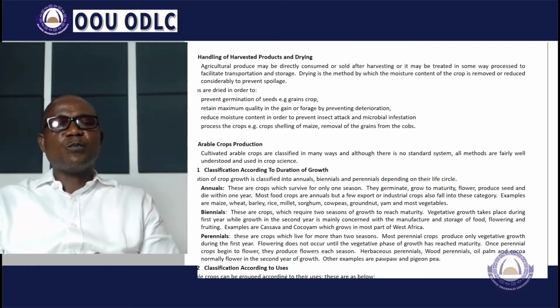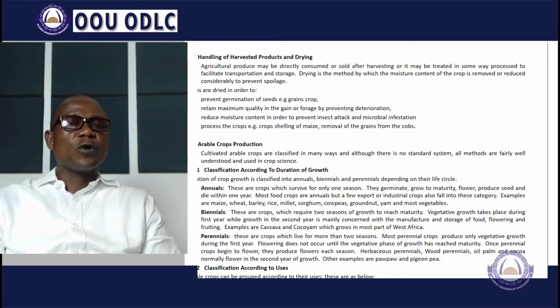3. To reduce moisture content in order to prevent insect attack and microbial infestation. 4. To process the crops, e.g. in terms of shelling of maize, removal of the grains from the cobs.